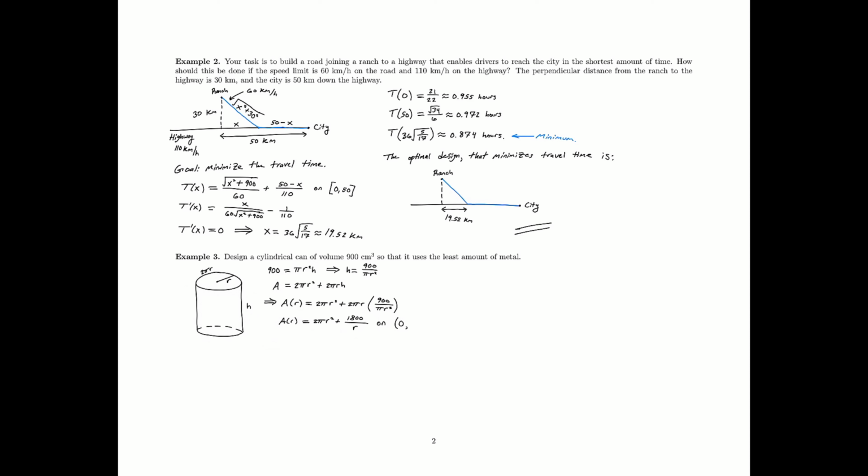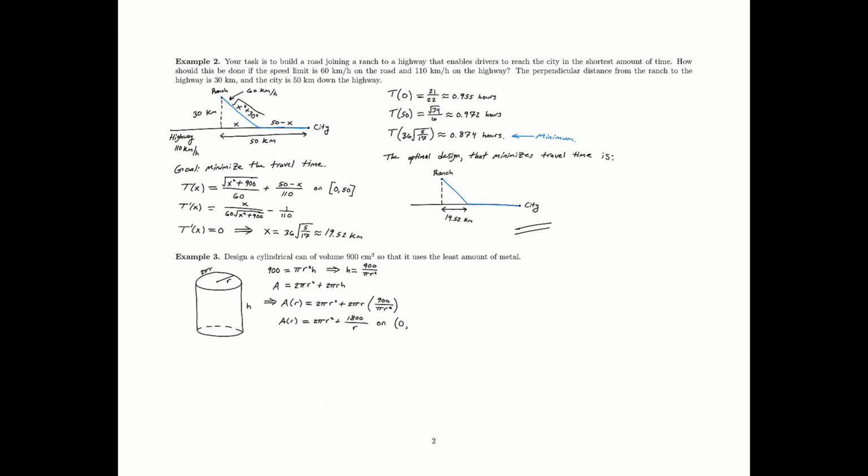So now you think about, well, how big can the radius be? I mean, if the radius is really big, then doesn't that just mean that the cylinder has to be pretty short? Because the cylinder always has to have a fixed volume of 900 cubic centimeters.